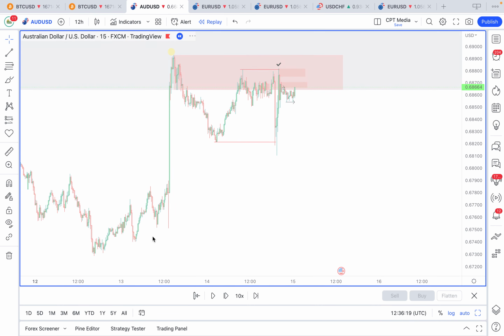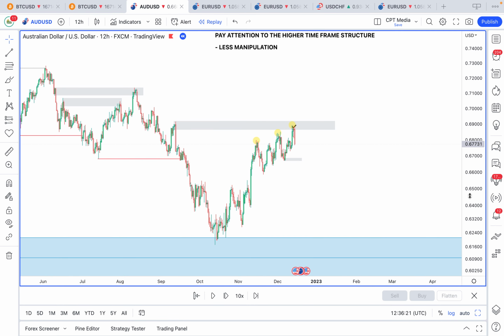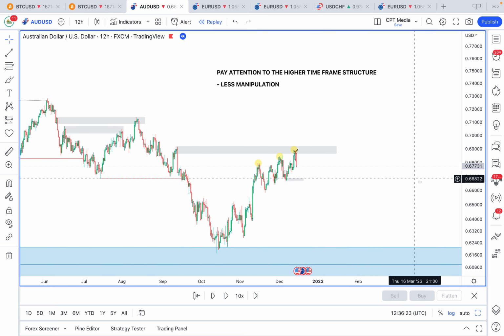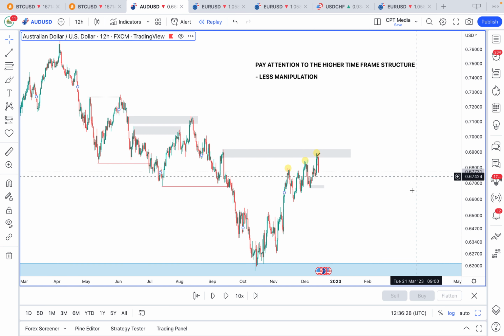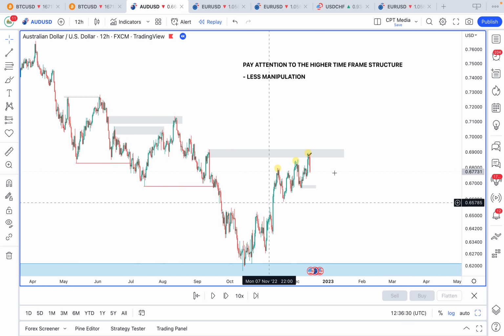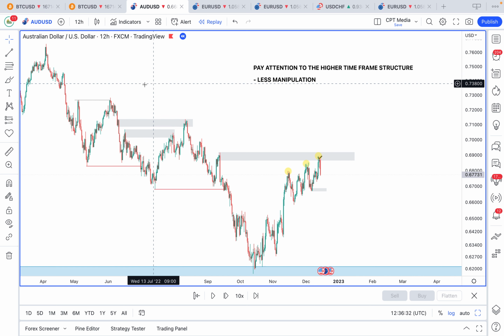Now, the first thing you need to do is pay attention to the higher time frame structure. Why? Because as I mentioned before, there's less manipulation that takes place on the higher time frame. Now, this is the daily and 12-hour structure on AUD USD.